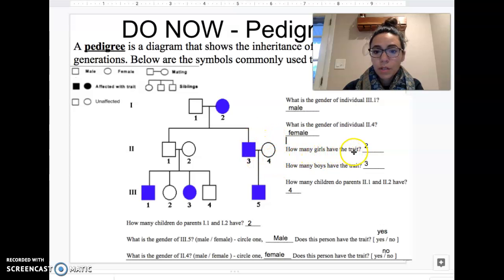How many girls have the trait? That means how many circles are filled in, right? 2 females have the trait. Boys that have the trait, we've got 3. Okay, you can look at the rest of the answer key yourself to check the answers. I don't want to waste too much more time.